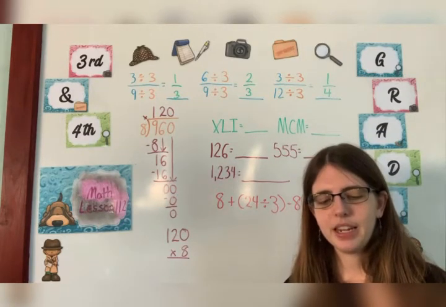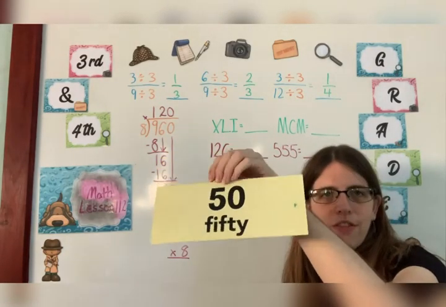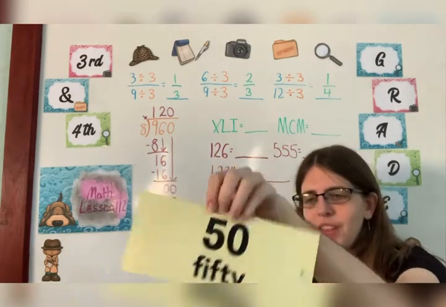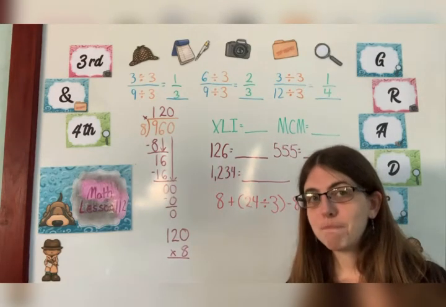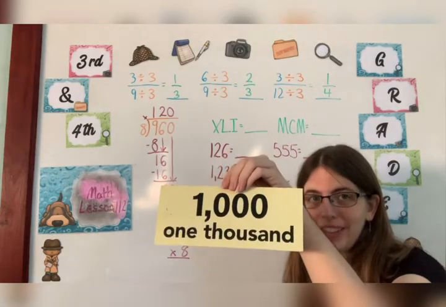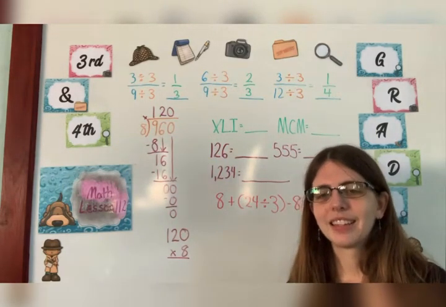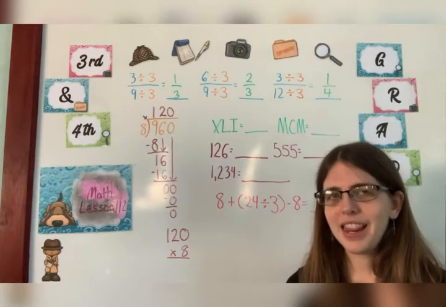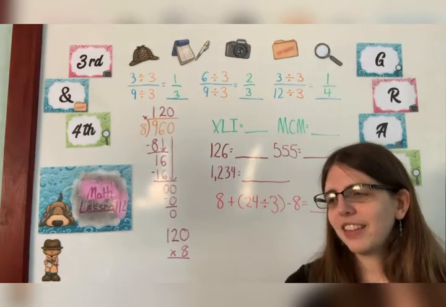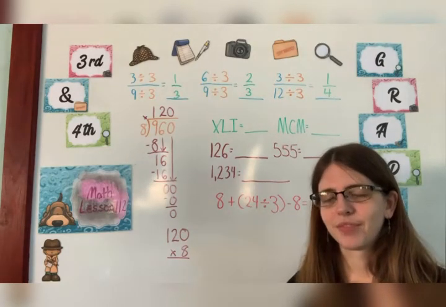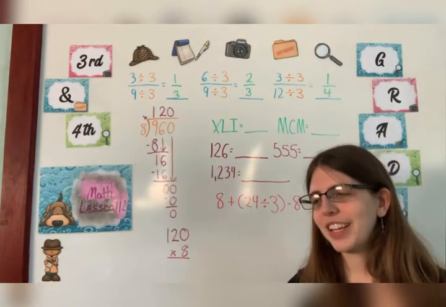I mixed it in here. L is 50. Very good. All right, then you have M. M for meal, 1,000. Very good. Then you have C, like cien. So C is 100. And then letter D, you have D. D is 500. Very good.